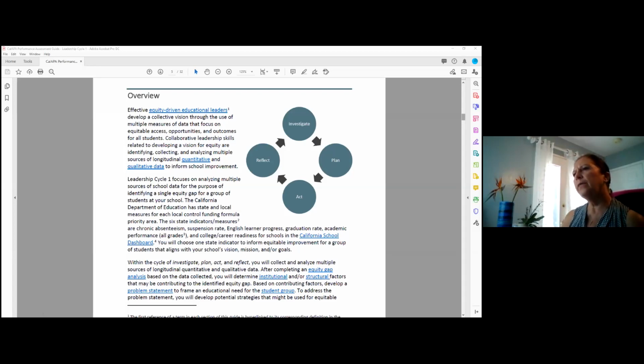The other thing I want to point out is whenever you see a blue word that's underlined, if you were to put your cursor on that link, it would take you to the glossary that provides the definition for that word. So let's keep scrolling through here.